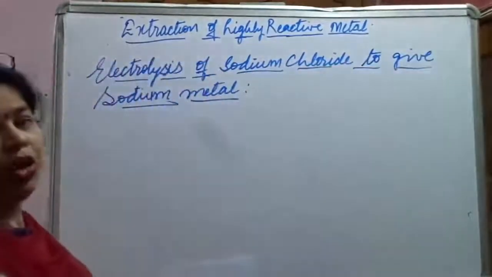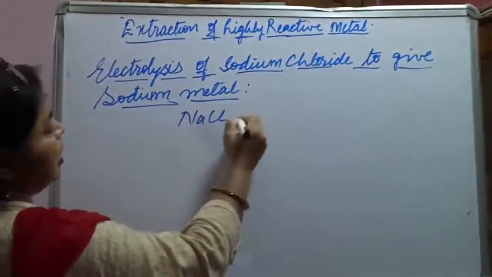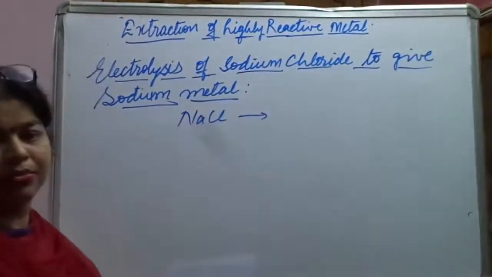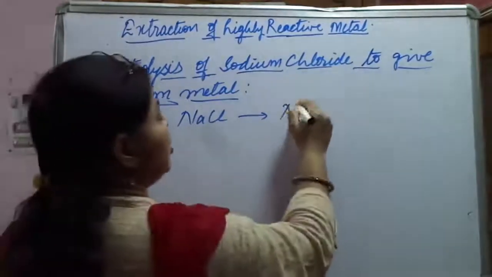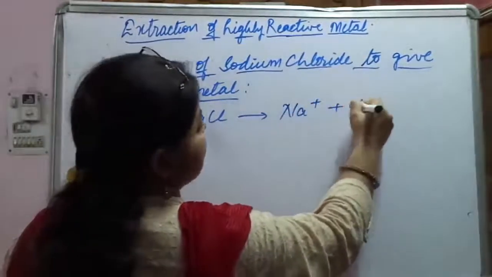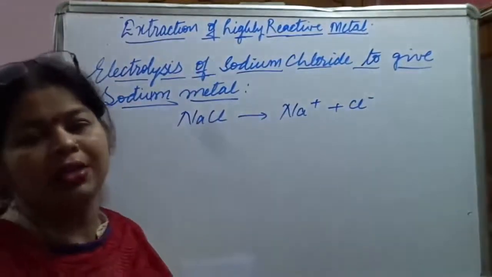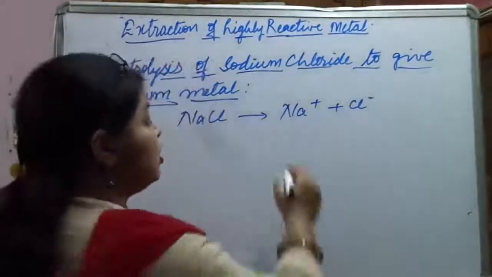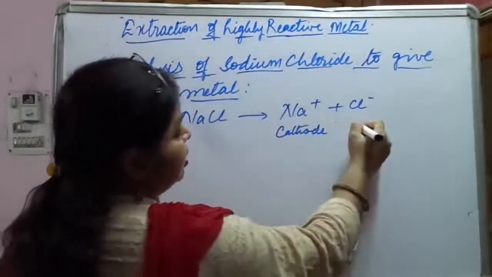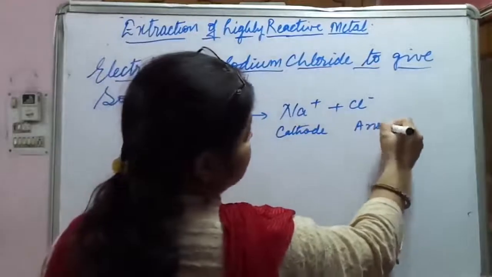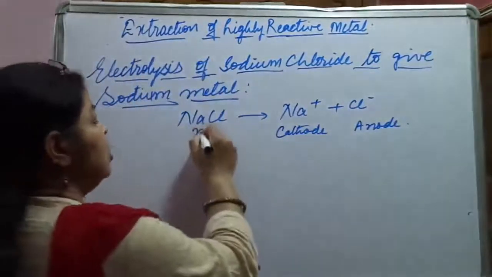Okay, so how will the reaction proceed? See, NaCl is taken in molten form. Molten form means that it will be dissociated into Na+ and Cl-, sodium and chloride ions. So Na+ will collect at cathode and Cl- will be at anode. Fine. So this is in molten state.